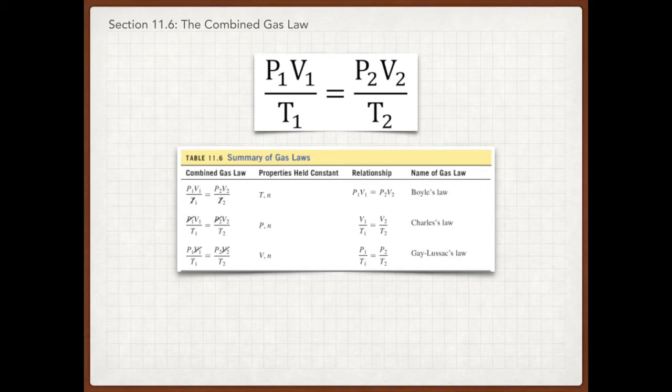which shows that pressure and volume are inversely related. If instead I kept pressure the same, then I would have Charles's law, V1 over T1 equals V2 over T2, showing that volume and temperature are directly related. And then finally, if my volume stays the same, I've got Gay-Lussac's law, P1 over T1 equals P2 over T2, showing that pressure and temperature are directly related as well. However, if all three of these variables change, then I need to use the combined gas law.